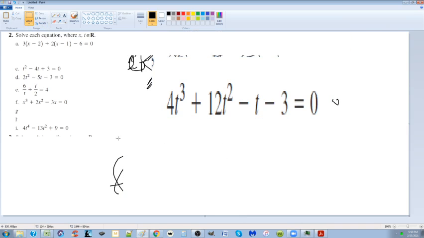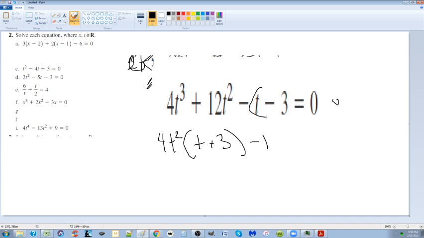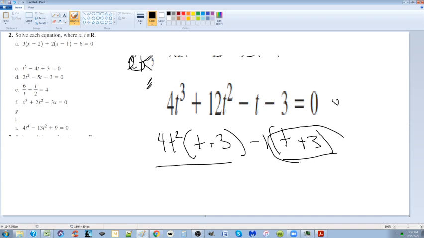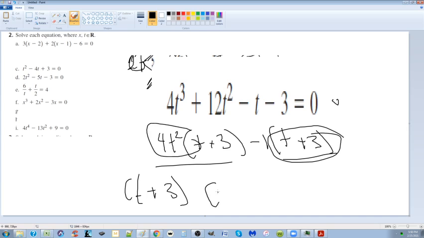What's in common to the two left terms? And they were nice to put them together like this. You can factor out 4t squared, and you're left with t plus 3. What if you factor minus 1 out of these two terms? You're left with t plus 3. What can I factor out of both these terms? T plus 3. What am I left with in a bracket? If I do that, 4t squared comes out of that one, minus 1.